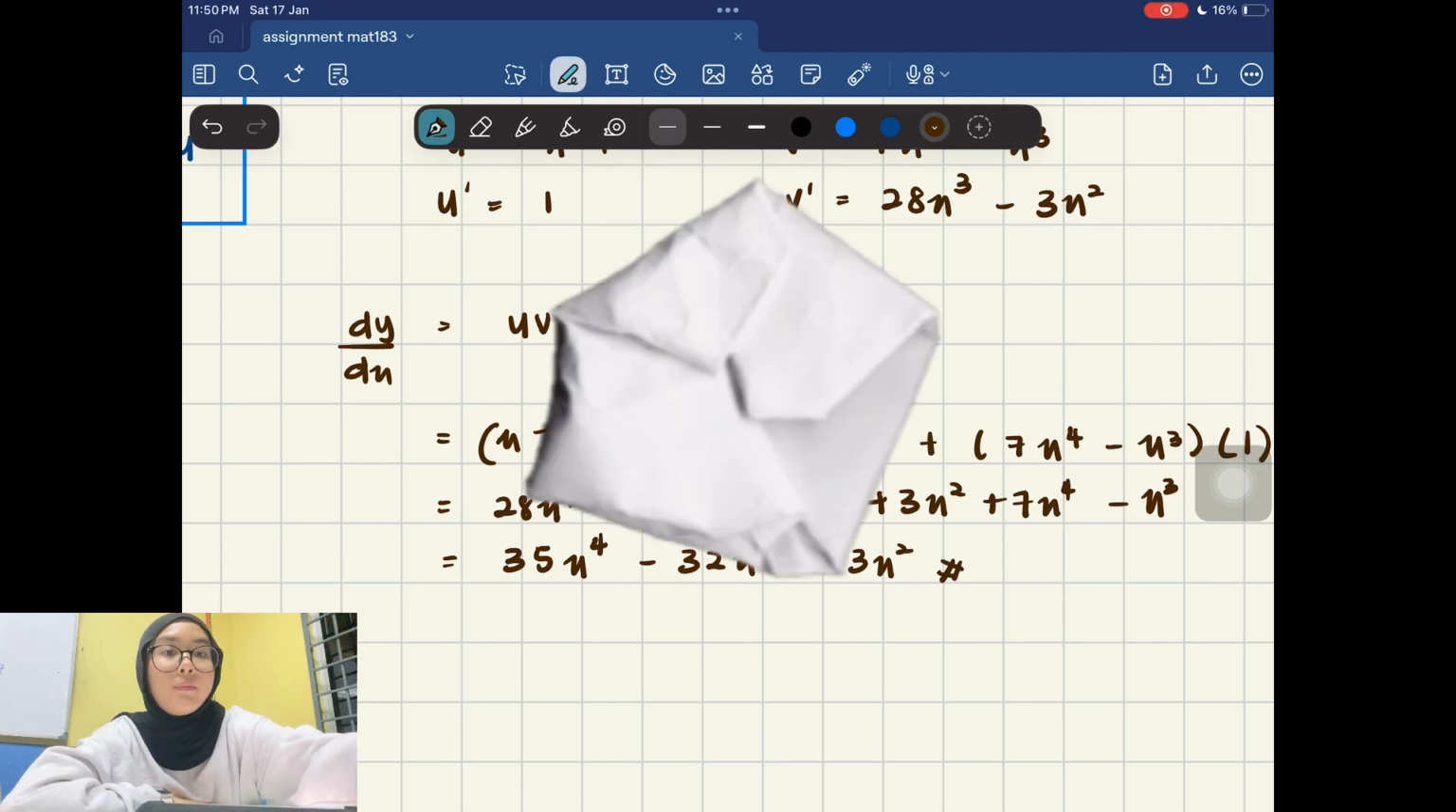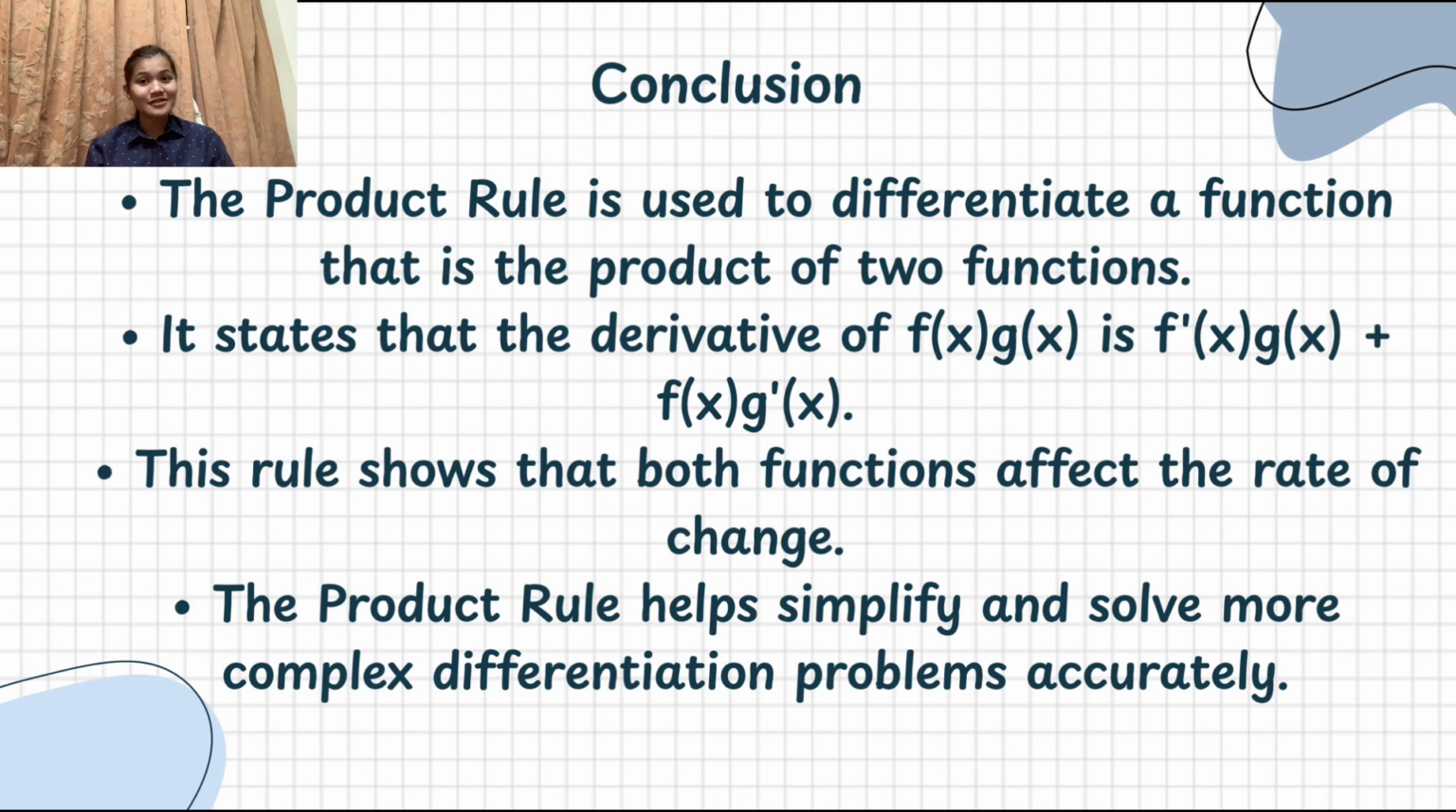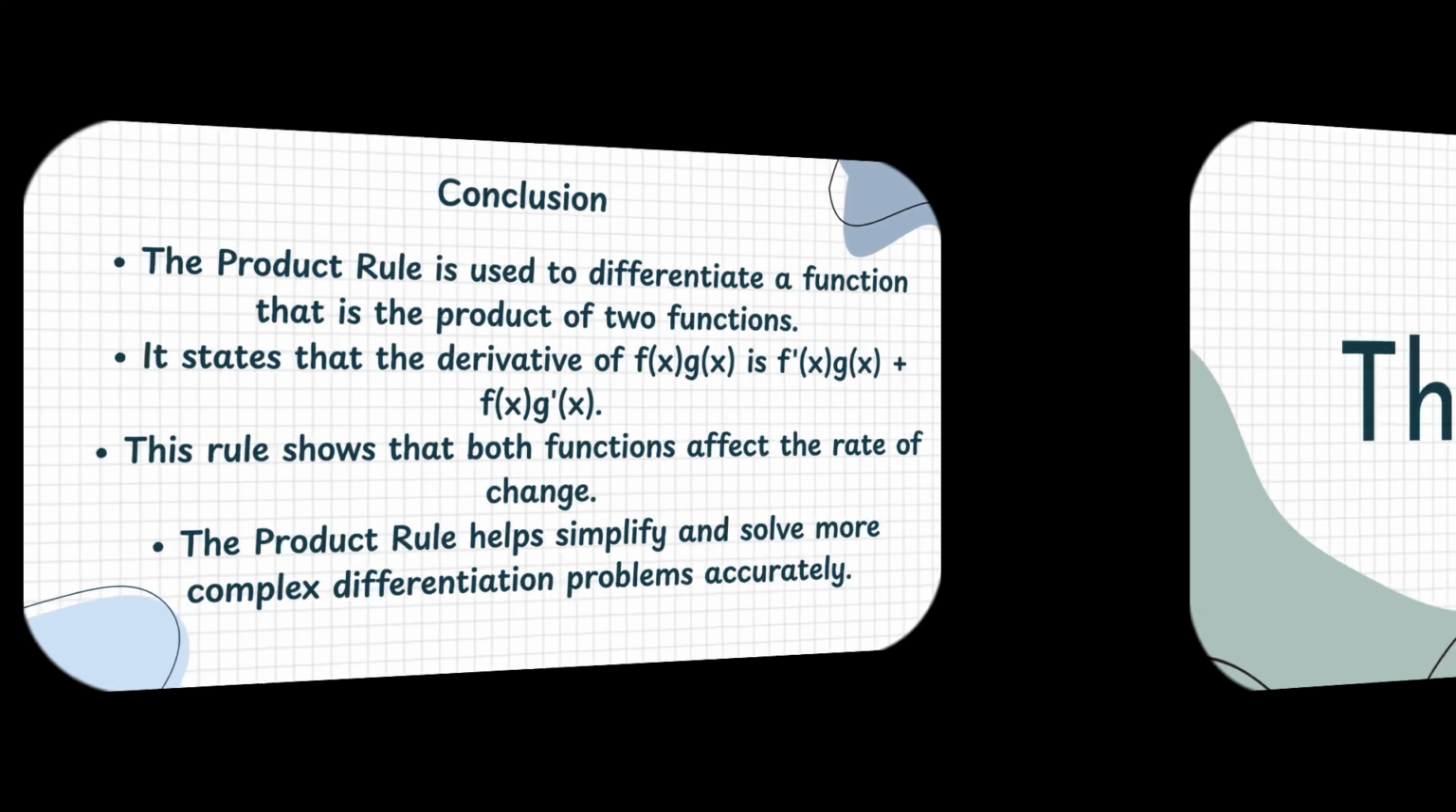So that's all. In conclusion, the product rule is a differentiation method used when a function is made up of two functions multiplied together. Instead of differentiating both functions at the same time, we differentiate one function at a time while keeping the other unchanged. The formula for the product rule is f prime(x) g(x) plus f(x) g prime(x). This rule is important because it helps us find the correct rate of change and is commonly used in solving more advanced calculus problems.